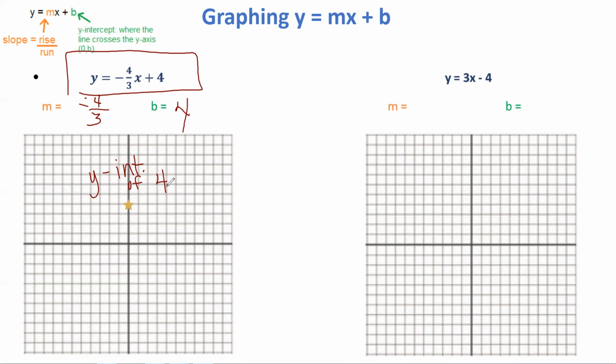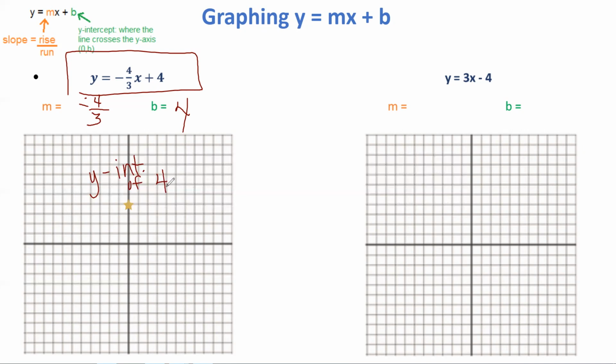Good. So now we need to put our next point on there. And to do that, we're going to follow the slope. And the slope tells us which way to move from that y-intercept. What does a slope of -4/3 mean? Which way would I go? From that. Yep, I'm going to go down.